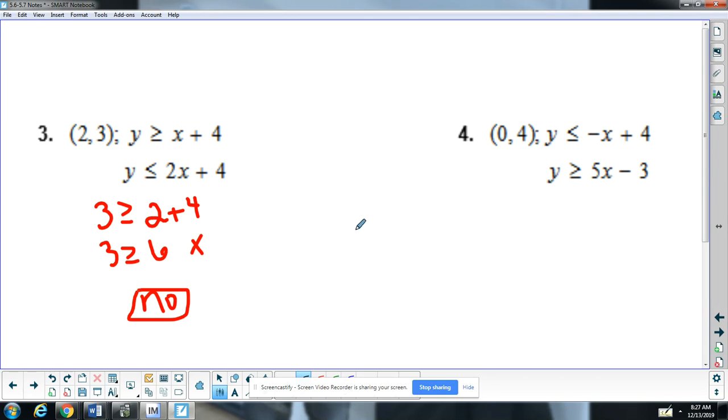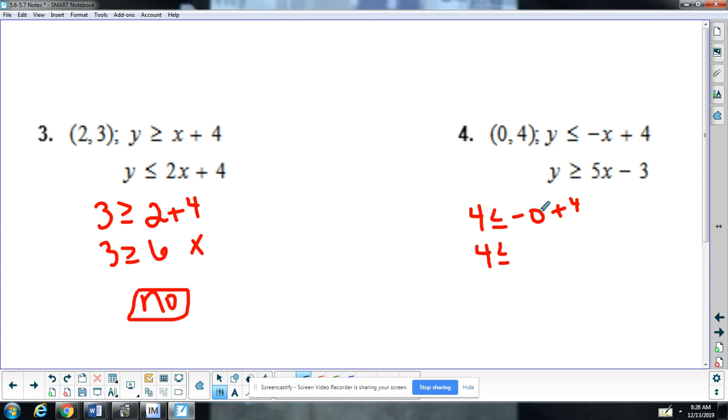Then on number 4, we're going to put a 0 in for the x and a 4 in for the y. So for the first one, we're going to do 4 is less than or equal to negative, and then I put the 0 in for the x, so 0 plus 4. So on the left, it's just 4 is less than or equal to. Adding or subtracting, it doesn't matter with a 0. It doesn't affect what you're adding or subtracting to, so this just stays a 4. Is 4 less than or equal to 4? Remember, it only has to satisfy one of those things. It is equal to 4. So this works.